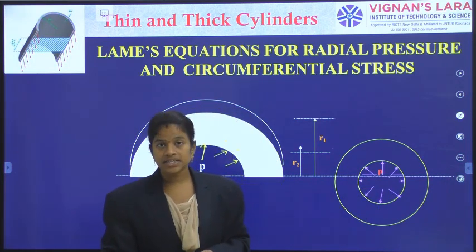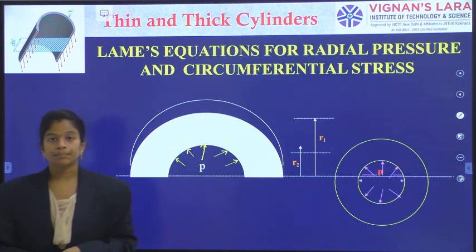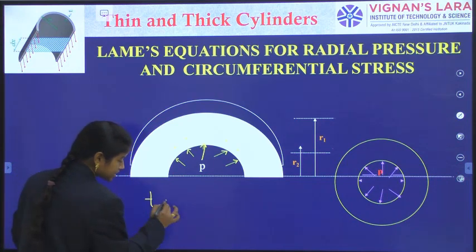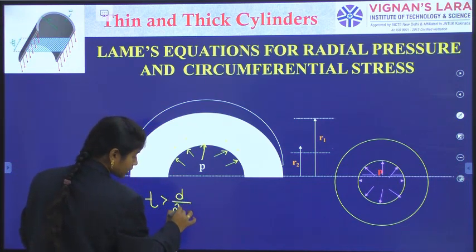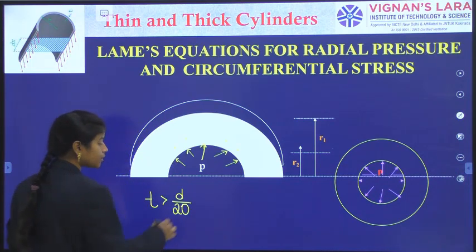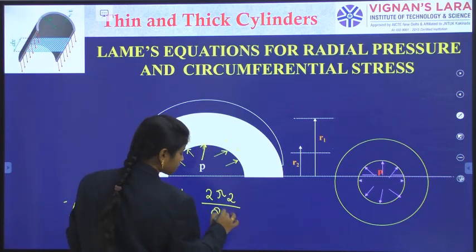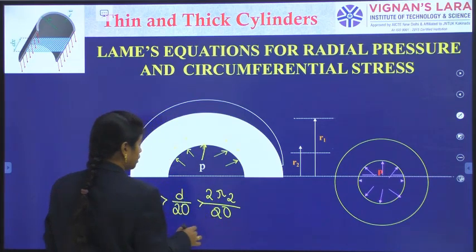Okay. So what is the main condition for the thick cylinders? The main condition for the thick cylinder is its thickness. The thickness of the cylinder is more than d by 20, or you can write 2R2 divided by 20, because I have considered this.